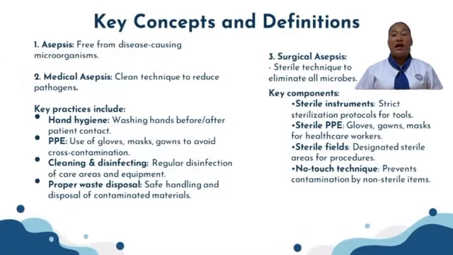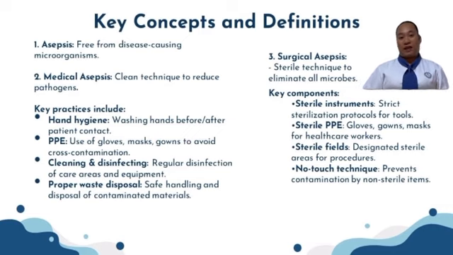So asepsis means being free from disease-causing microorganisms. There are two types of asepsis. The first is medical asepsis, or clean technique. This helps to reduce the number and spread of pathogens. The key concepts include hand hygiene, which is washing hands before and after patient contact. Then PPE, or personal protective equipment. This is the use of gloves, masks, and gowns to avoid cross-contamination.